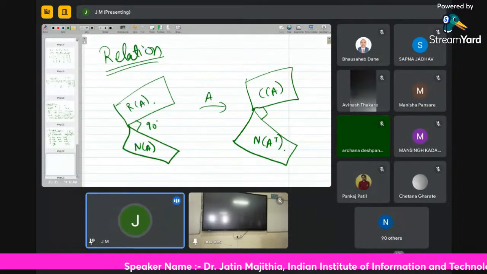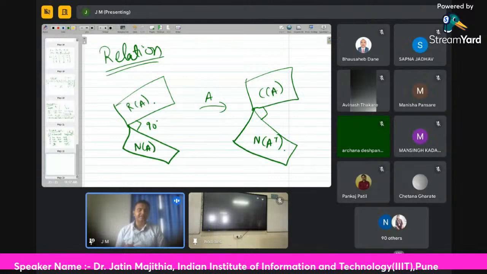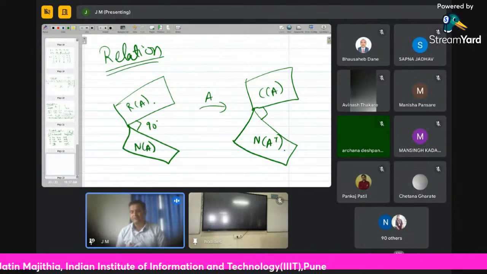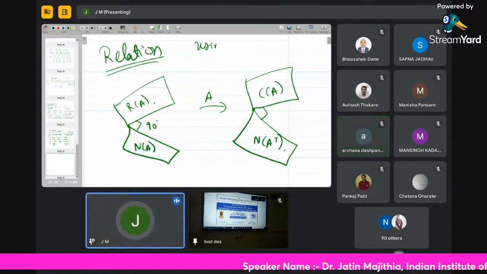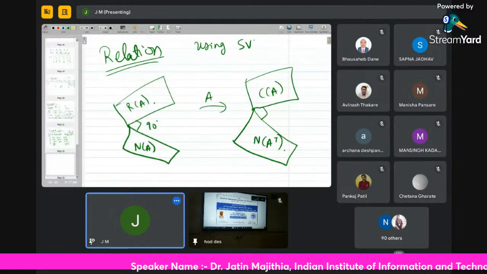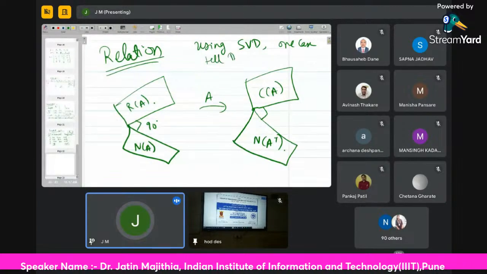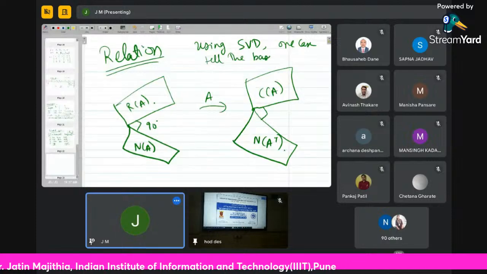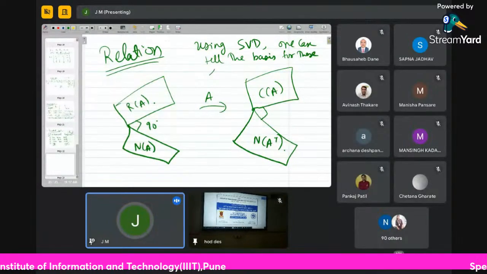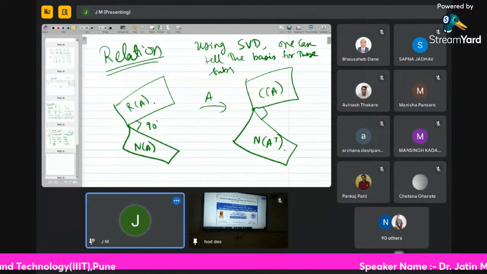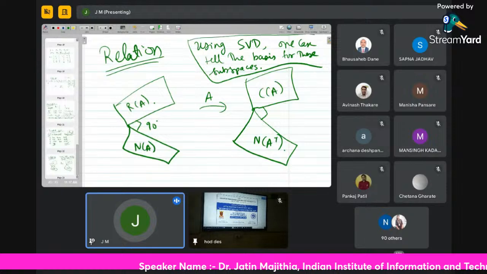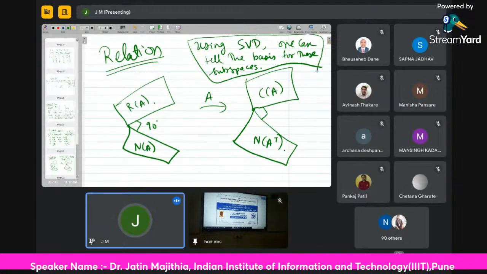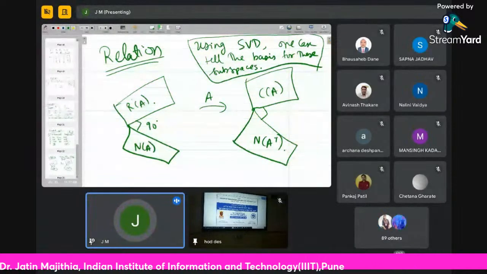Because of this nice relation, people are usually interested in these 4 subspaces, and they are interested in the basis, the rank, and the dimension of all these subspaces. The good thing about SVD is that one can tell the basis for these subspaces using SVD. That's why people usually find the SVD. Once you have the SVD, you can directly tell what the subspaces are. Let me tell you how.